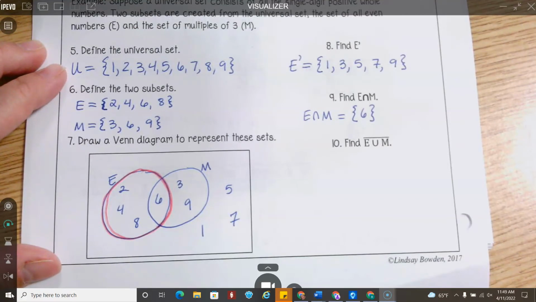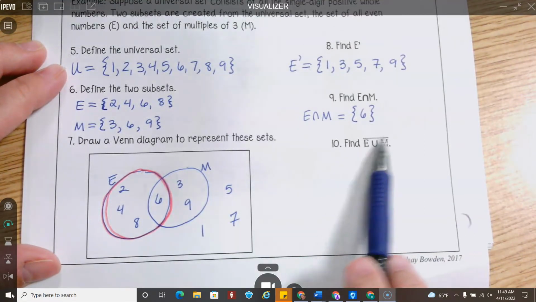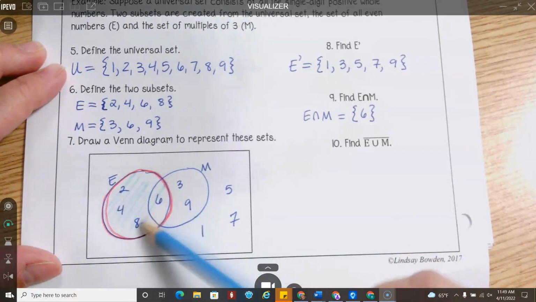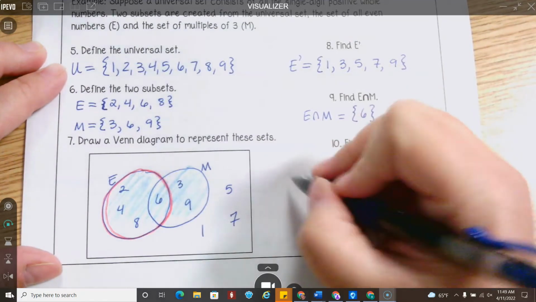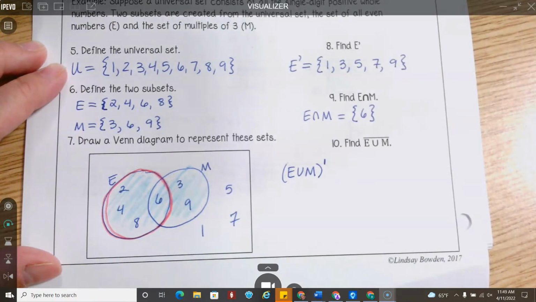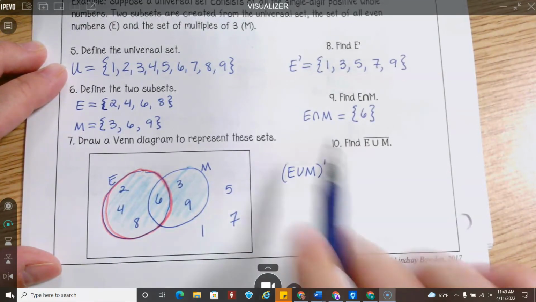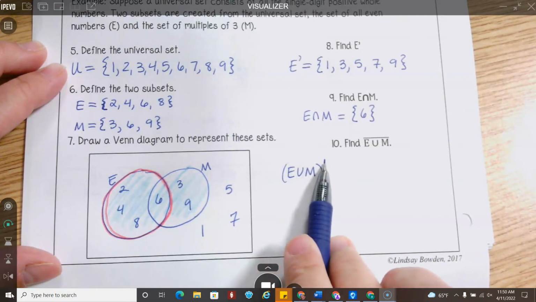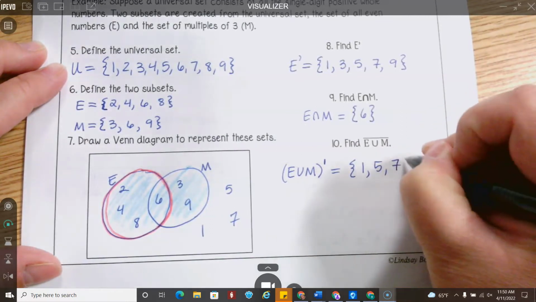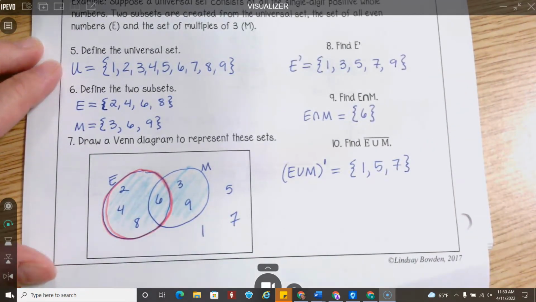Number 10, this is saying everything that is not in the union of E and M. So it helps to think about what is in the union first. So the union of E and M is everything that is in either of these circles. And I'm going to rewrite this a different way just to show you different ways it can be written. That's another way to say the same thing. Everything that's not, so this is the union, and then it's saying not that, would be 1, 5, and 7. Those are all the things that are not in the union of E and M.